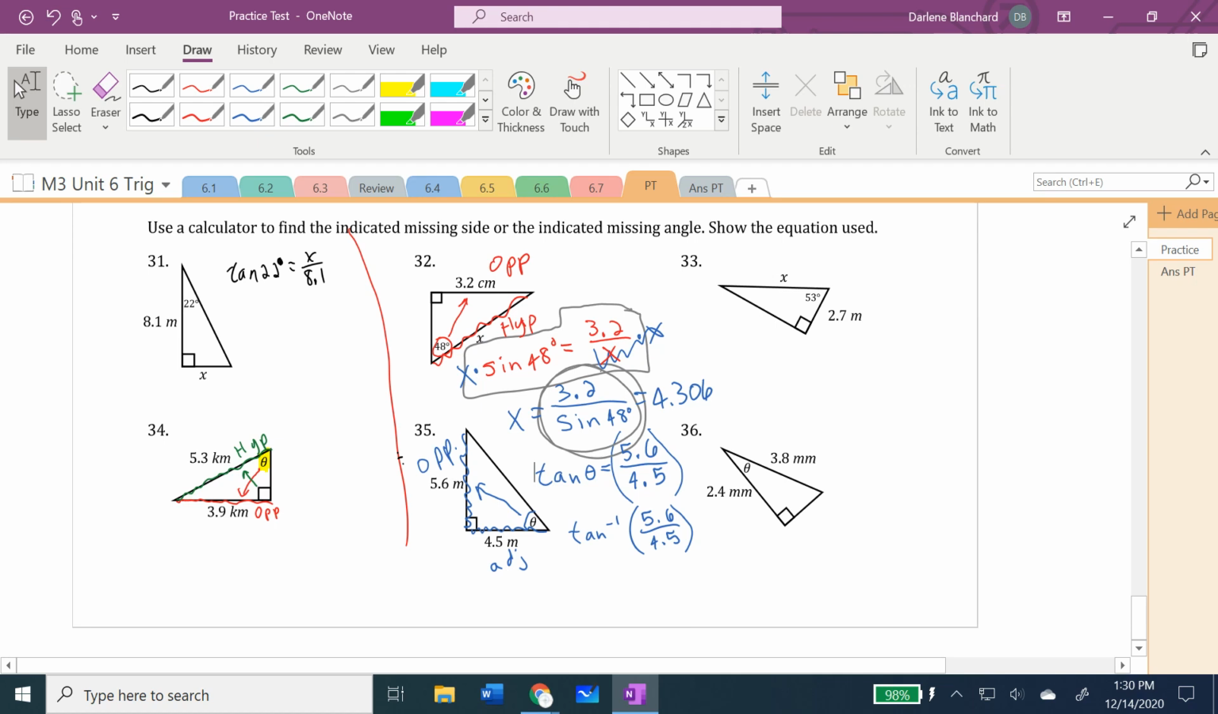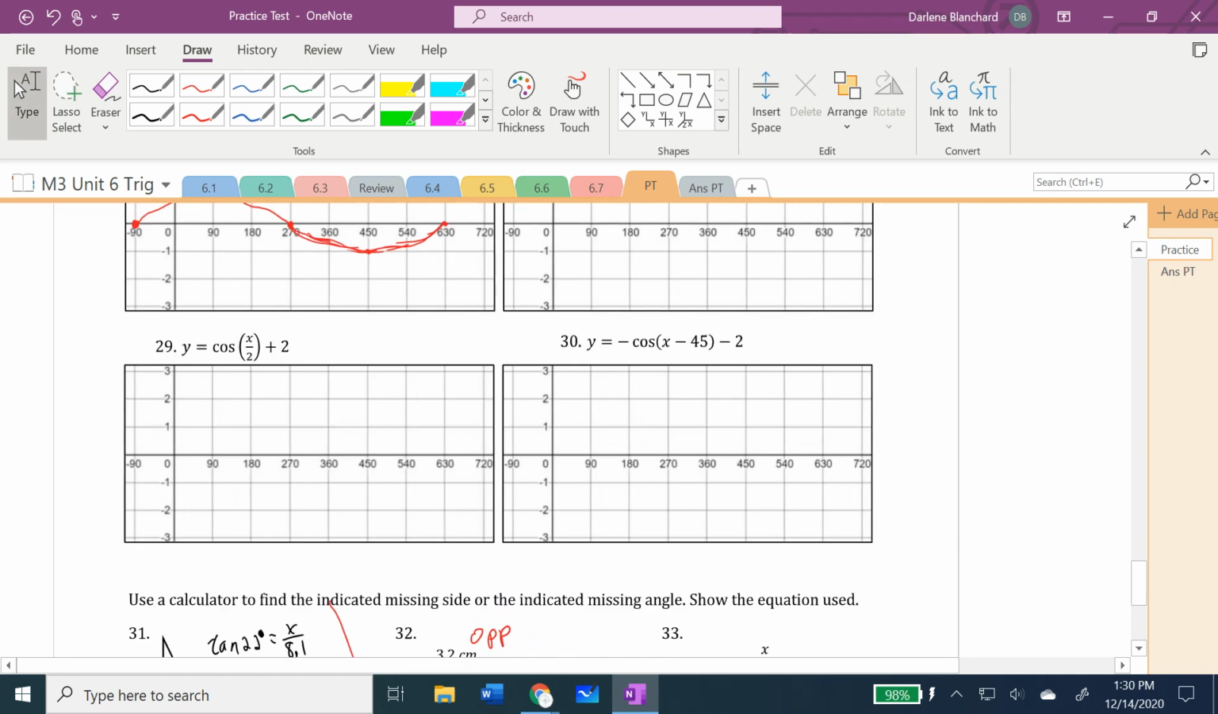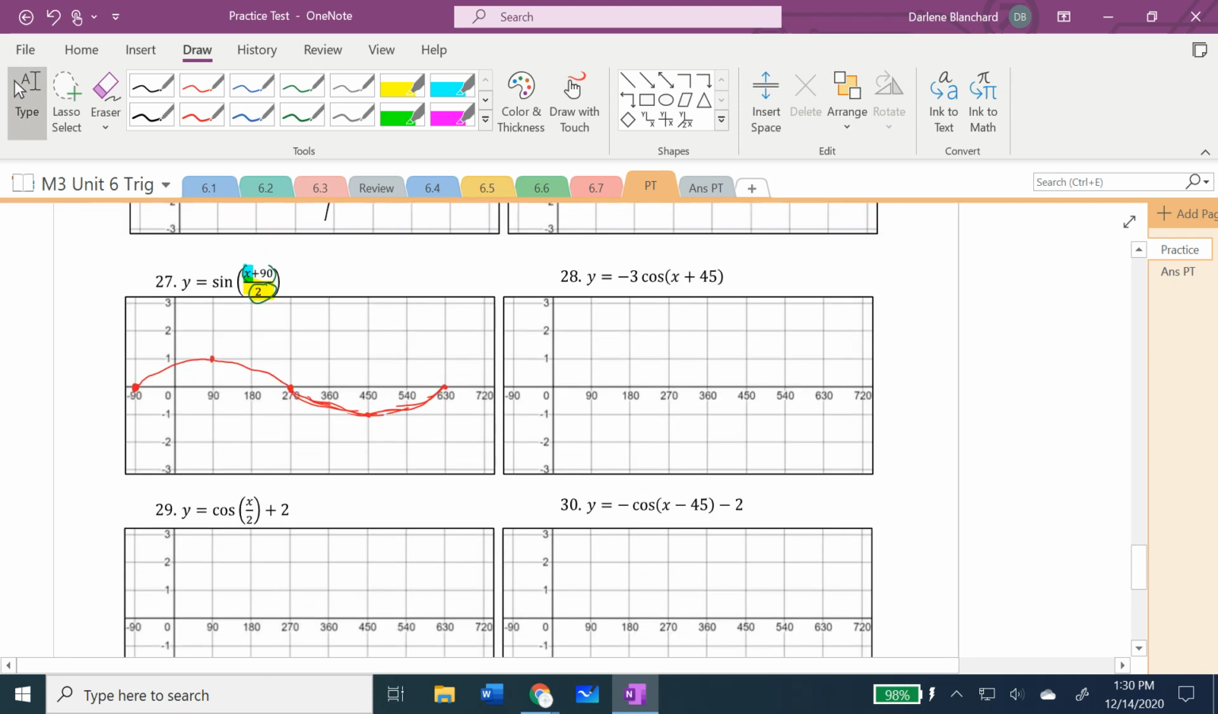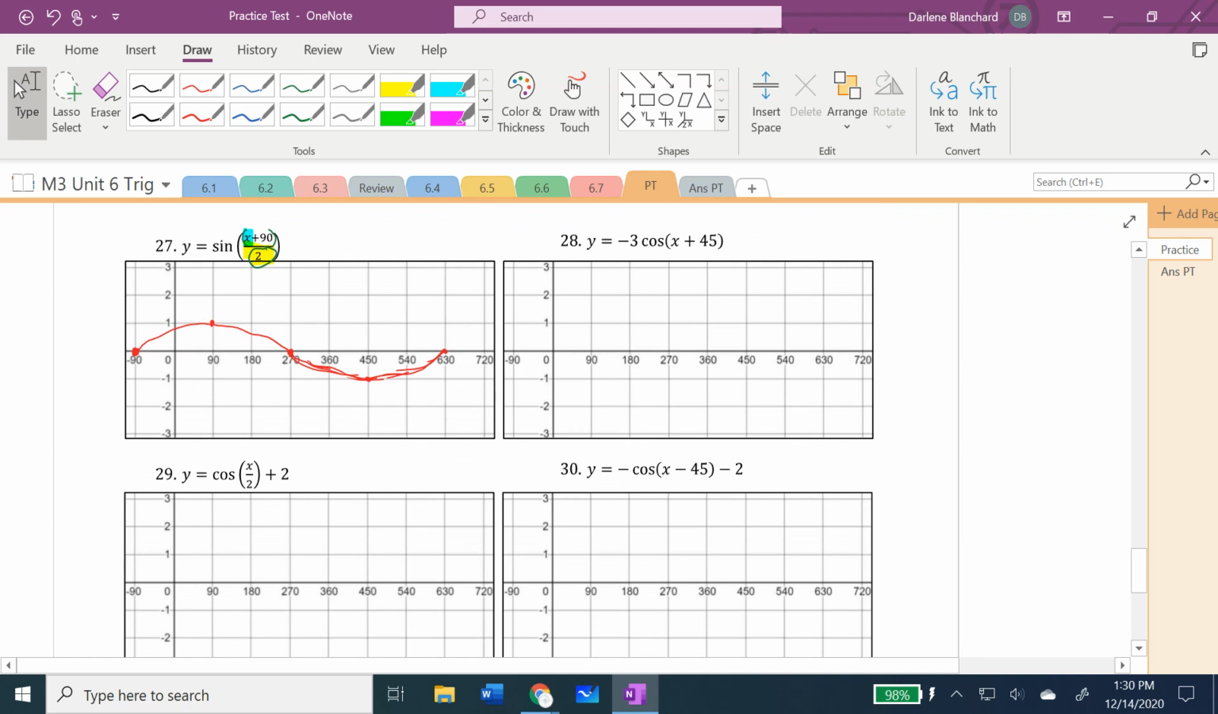Are people feeling better about all these problems? Okay, let me do one of the cosines just so that a cosine is done. Do you want to see 28, 29, or 30? All right, 28.